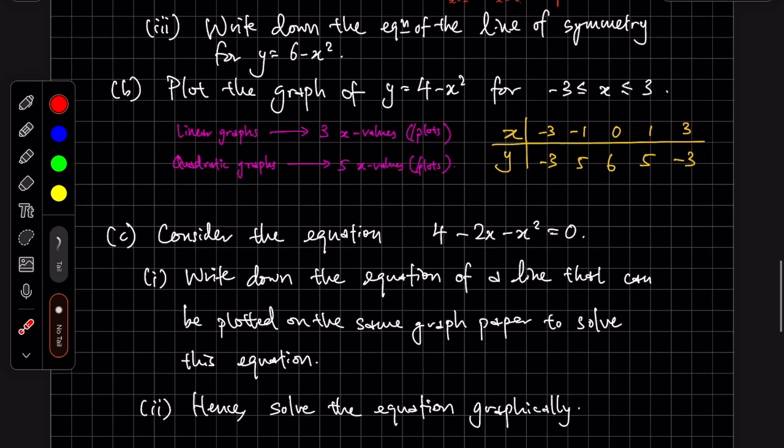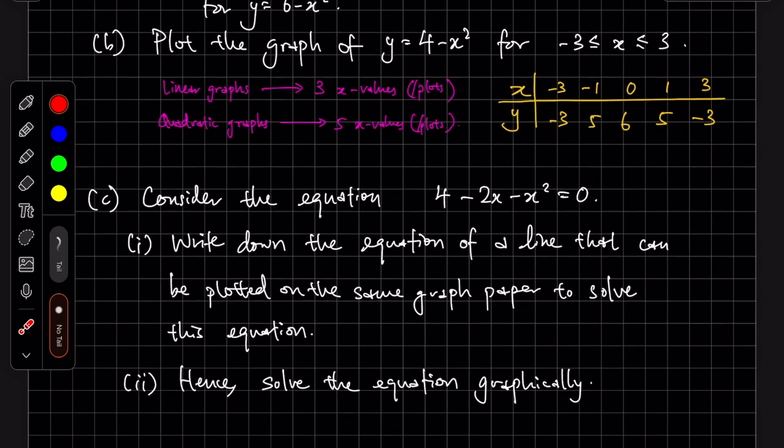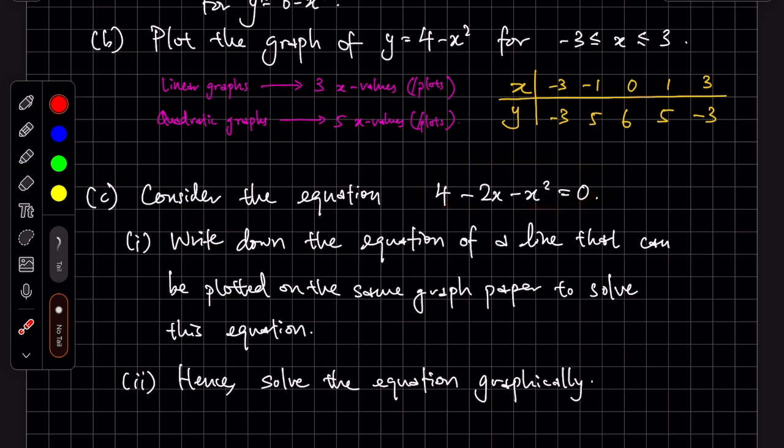Now the hard part. Part C. Consider this equation. Then write down the equation of a line that can be plotted on the same graph paper to solve this equation. Then part 2 is solve the equation graphically. That means use your graph to solve the equation. So consider this equation.